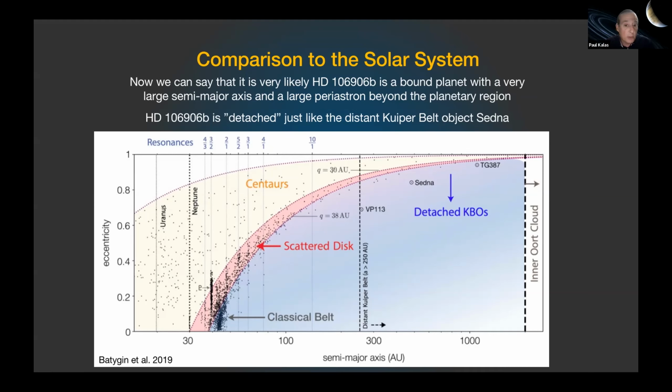And if we plot 106906b, that's what we determined for its orbital elements right there, just like our detached Kuiper belt objects, except with a somewhat lower eccentricity than Sedna.